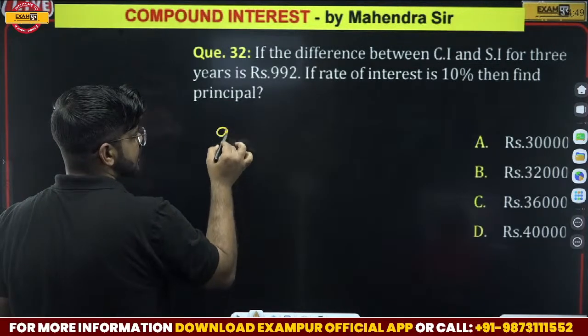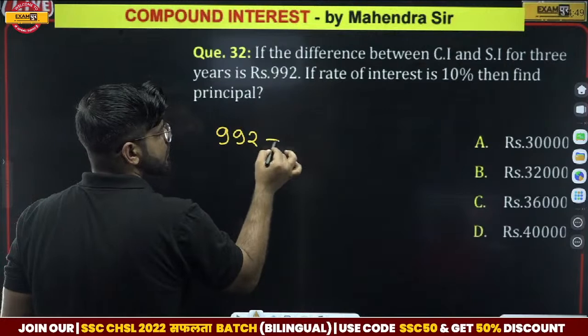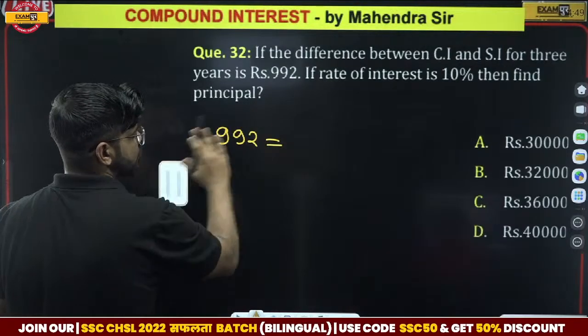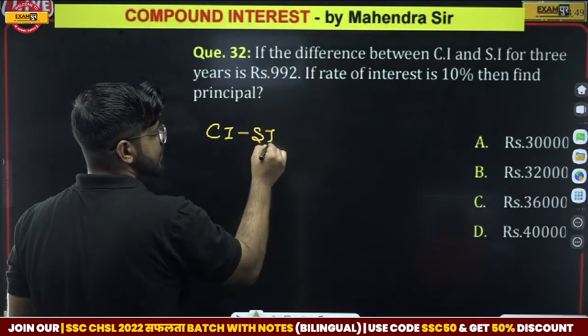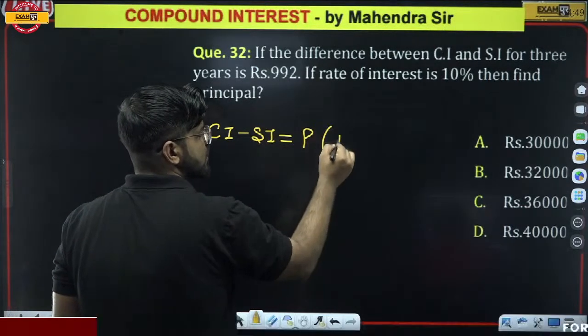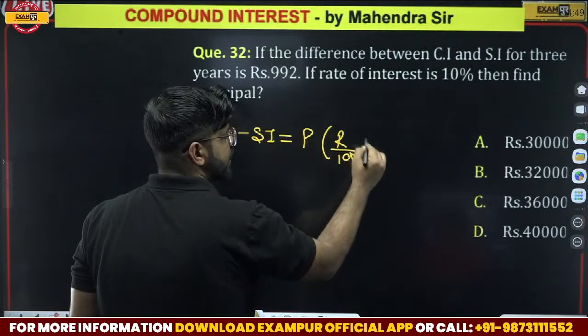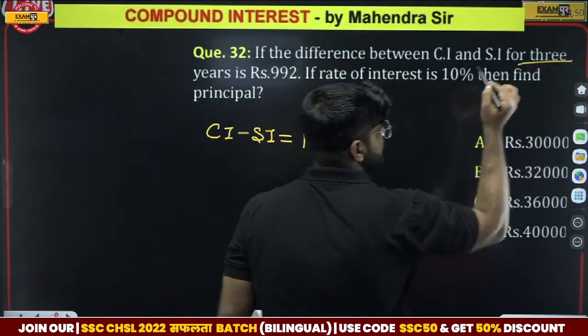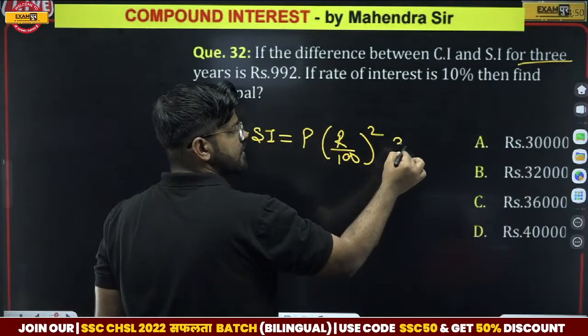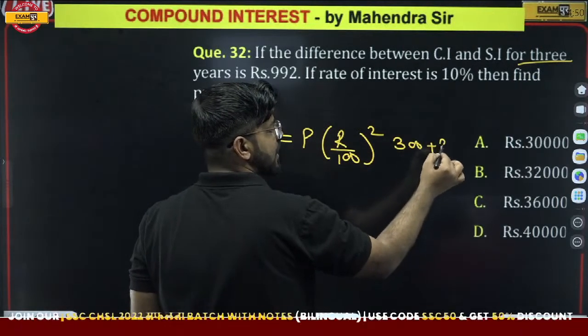So CI minus SI is 992, and we know the formula. Let me write the formula for you. CI minus SI is equal to P times (R by 100) whole square. This is for 3 years, and it is (300 plus R) by 100.